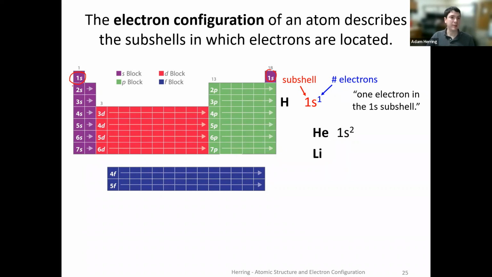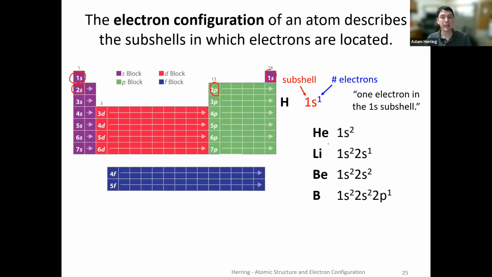Lithium is element number 3. It has 3 electrons. And so we need to now put that 3rd electron into a new subshell. The next highest energy is the 2s. And so we have 2 electrons in the 1s and 1 in the 2s. And we can continue. Beryllium adds that 4th electron into the other 2s subshell spot. And boron, element number 5, adds the 5th electron into yet another subshell, into the 2p subshell.